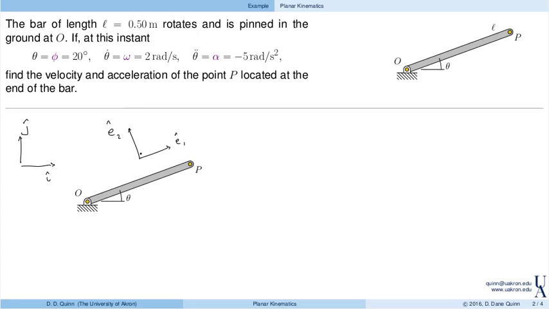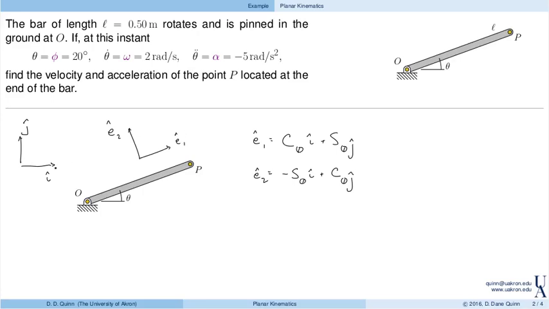So E1 and E2 rotate as the bar rotates, and E1 in particular is inclined with respect to the horizontal direction I by this angle theta. Since these directions are fixed in the bar and they rotate with the angle theta, I can relate E1 and E2 back to I and j. So E1, for example, is cosine of theta in the I direction and sine of theta in the j direction, while E2 is minus sine theta I plus cosine of theta in the j direction.